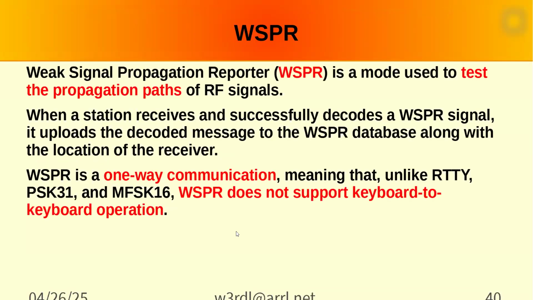WSPR, weak signal propagation reporter, is one of these one-way deals. It's basically for beacons that send out signals, and there's beacons all over the globe. So you can look for any of these beacons, and if you can receive that signal, then it means propagation between you and wherever that beacon is pretty good. And they're all, as far as I know, fairly low power. Now, the pico balloons also use WSPR at, was it 10 milliwatts, I think. So, just a few milliwatts.